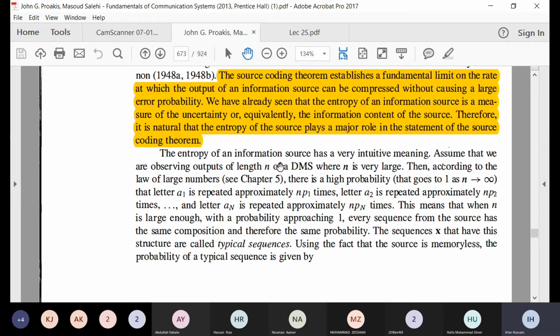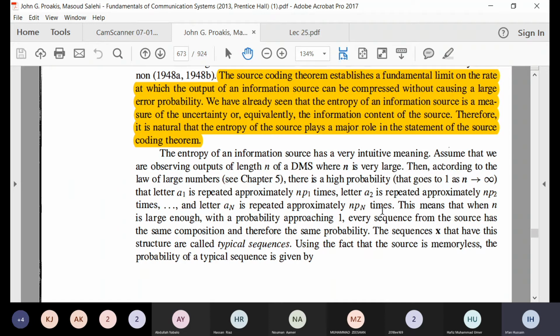assume that we have a DMS and we are observing outputs of length n, a set of n data variables being observed, and n is very large. A1 is the letter, alphabet A1, its probability is, let us say, P1, and A2's probability is P2. So in an n-length sequence, as n tends to infinity, the number of occurrences of A1 will be nP1. Very simple. Similarly, for A2 it will be nP2, and so on and so forth.